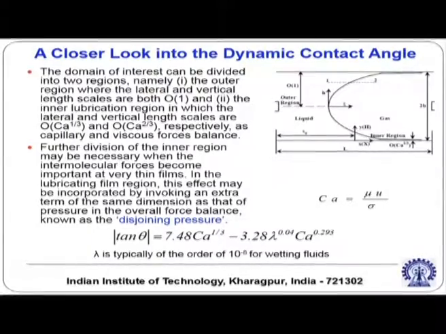Now, this inner region where the surface tension and the viscous forces balance, when it comes very close to the wall, has a very fine sub-region of the inner region where intermolecular forces come into the picture. These intermolecular forces, typically originating from van der Waals forces of interaction, mean that there is an excess pressure beyond the capillary pressure, and that excess pressure is called the disjoining pressure.